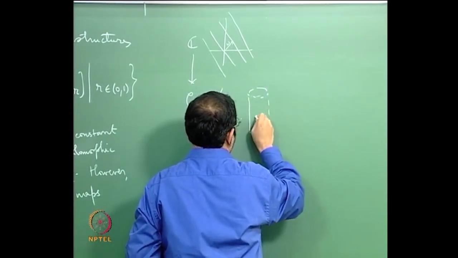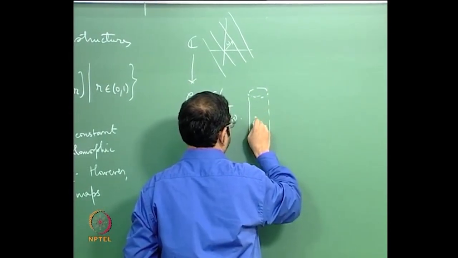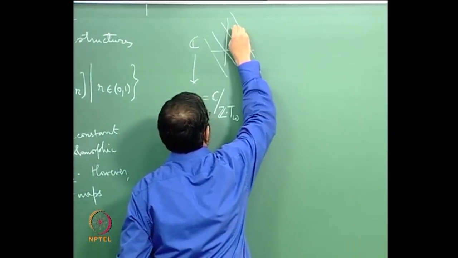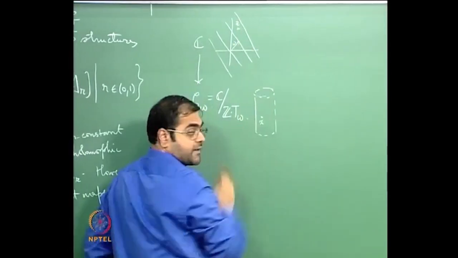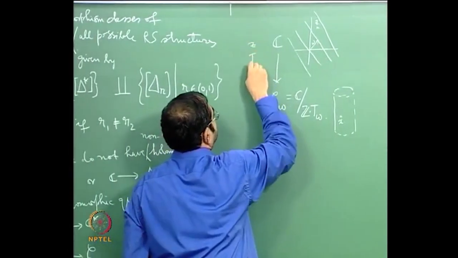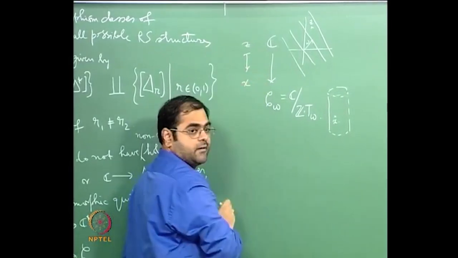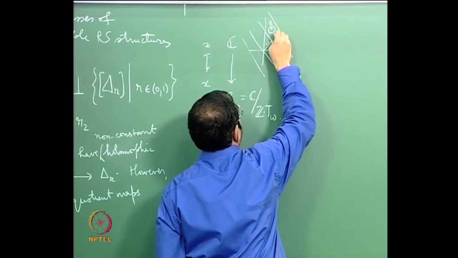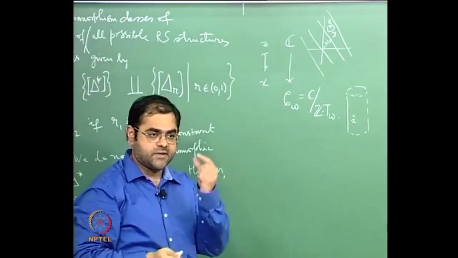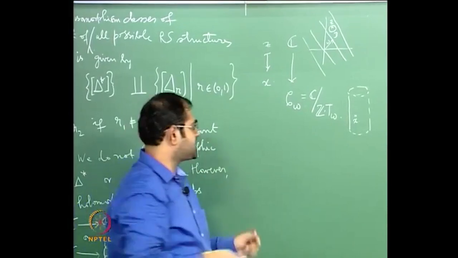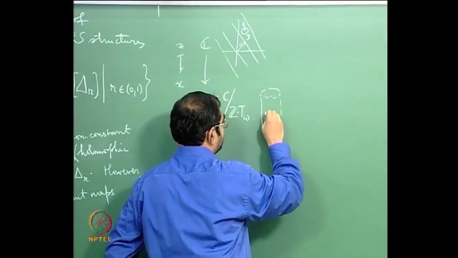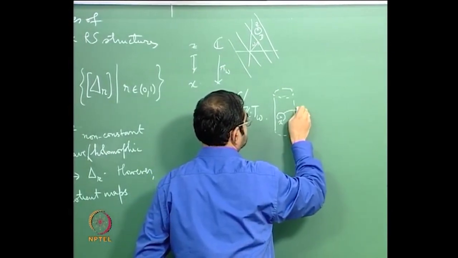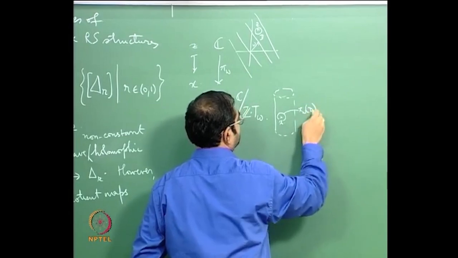And given a point on the cylinder x, what we did was we fixed a point z such that z goes to x under this map. And we took a small enough neighborhood of z, a small enough disk surrounding z, call that D, and we took the image of that D under this map, which is pi sub omega. So this image here is pi sub omega of D.